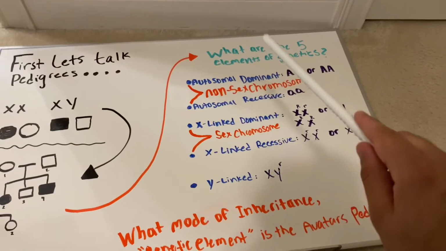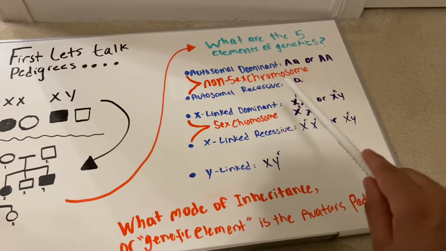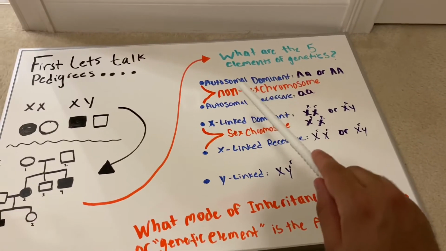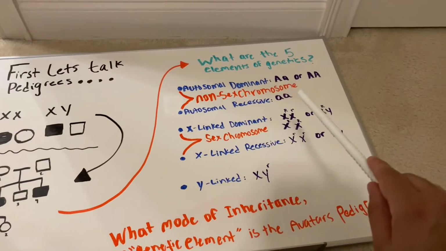Now, let's talk about the 5 elements of genetics. You have autosomal dominant, autosomal recessive, both of which are on non-sex chromosomes. For autosomal dominant, you can have a big A, a little a, or big A, big A. Autosomal recessive, little a, little a.